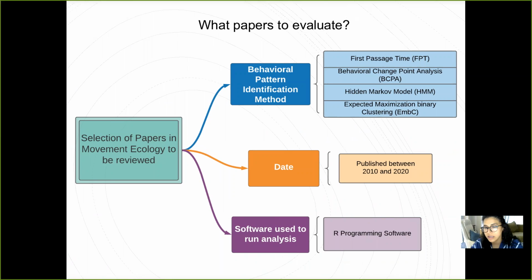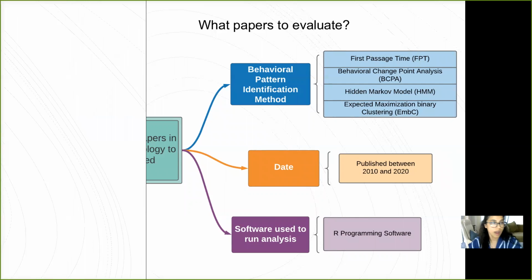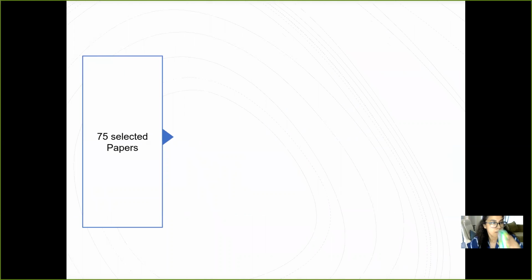And then finally, I only picked papers that used R as a programming software, because I think R is the most widely used software in ecology right now. So yeah, ultimately I had 75 papers selected, and I created a workflow by which I would be able to score those papers. So I'll go through them.